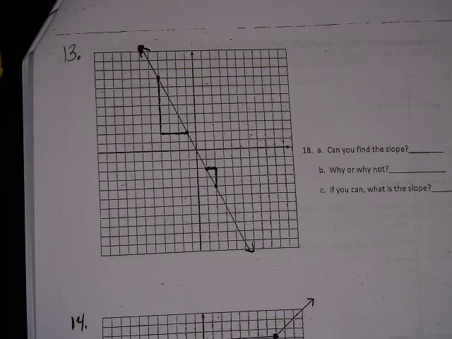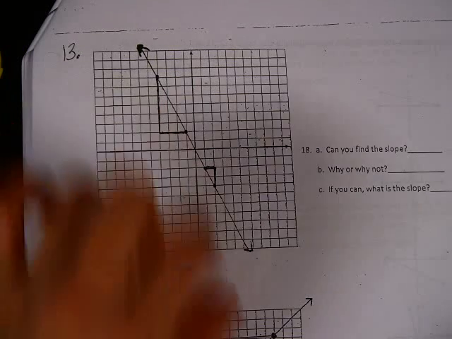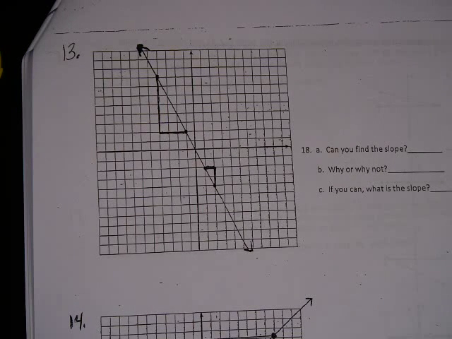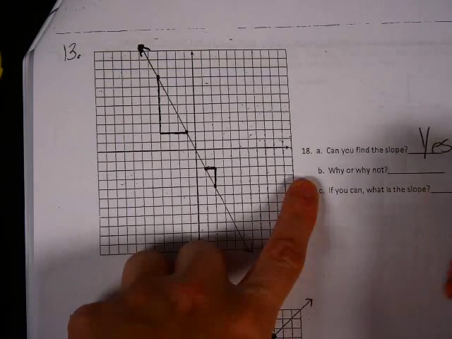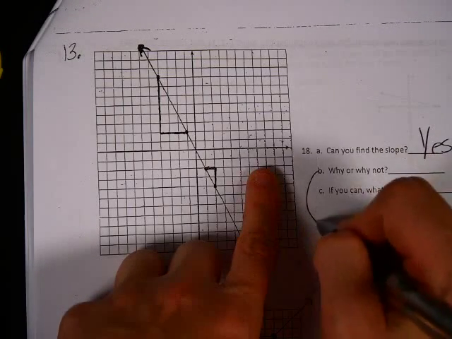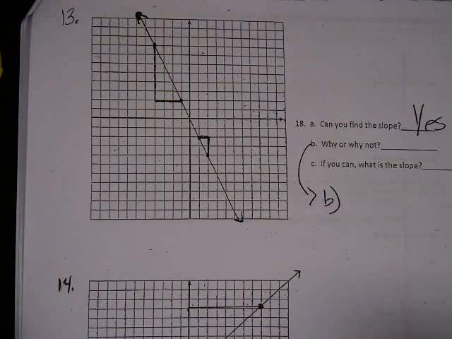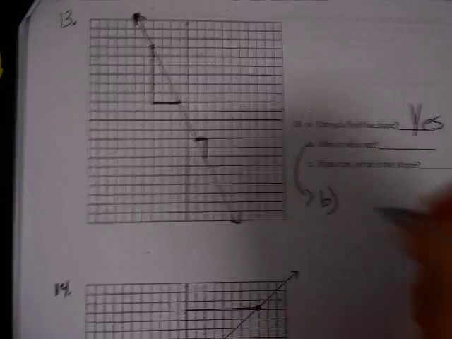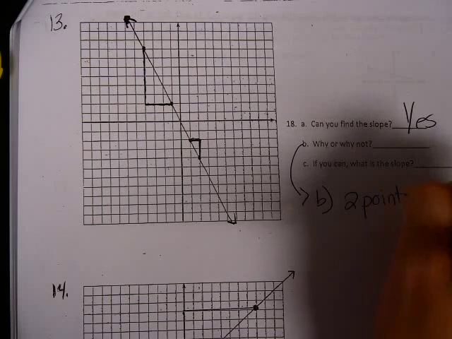13. Can you find the slope? What this is really asking is, looking at the right angles they have drawn, can you find slope with the right angles that they have drawn? Your answer for this one should be yes. It is yes because, why or why not? I'm going to write B down here because B requires some writing. What were the things they had to have? It had to have 2 points on the line.